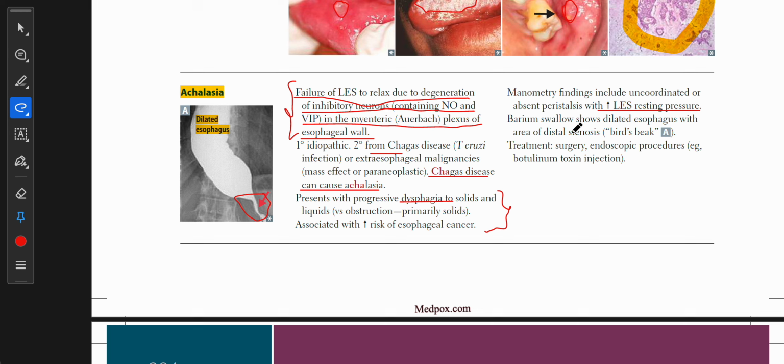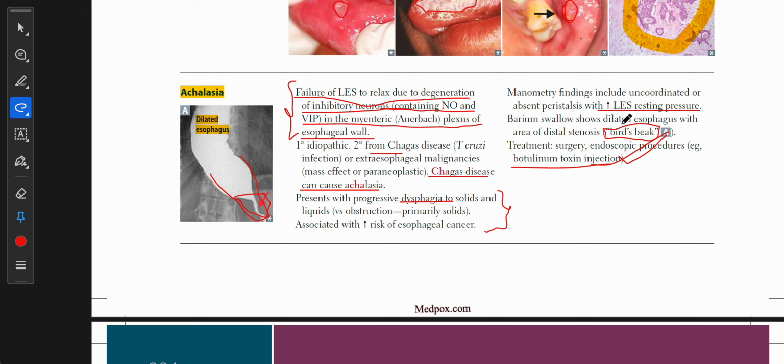Barium swallow shows a dilated esophagus with areas of stenosis, that is bird's beak appearance. You have to remember this. This is a very high yield point, bird's beak appearance. So you can see this is the case of bird's beak appearance in here. So the treatment is surgery or endoscopic procedures, for example botulinum toxin injection can treat this patient. Botulinum toxin injection can treat the patient with achalasia.